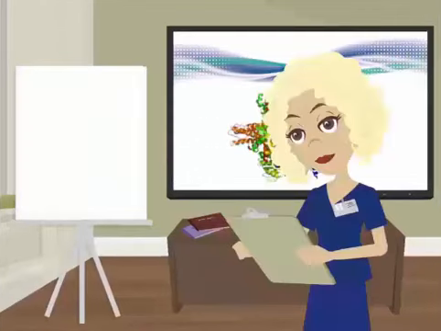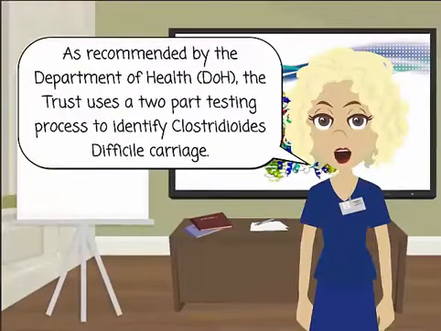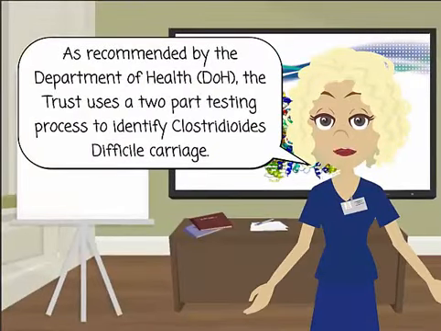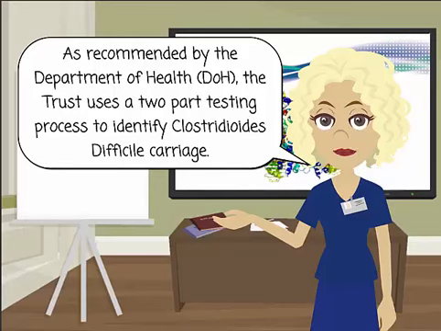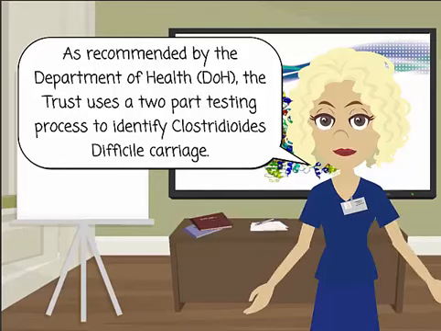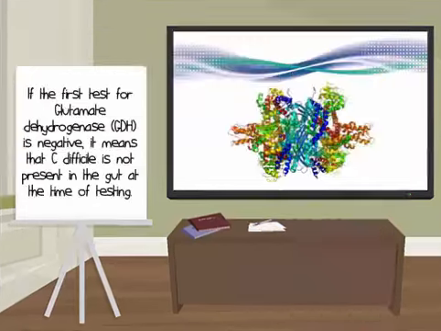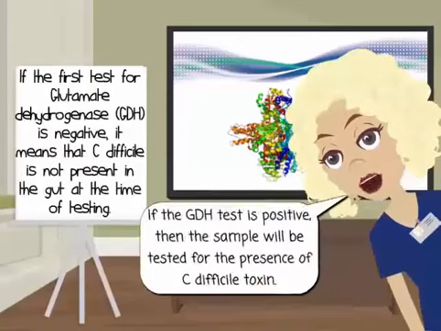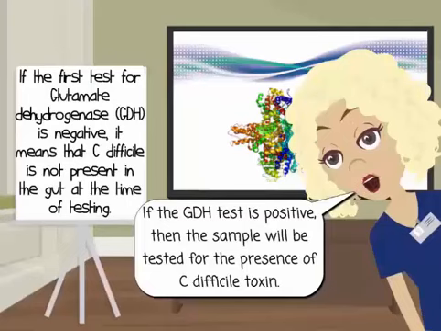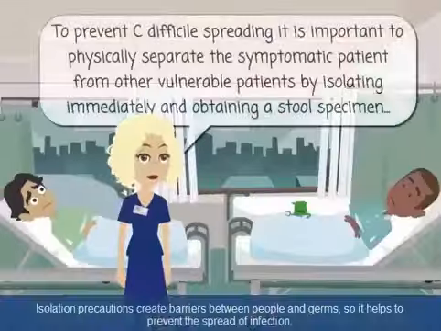So what are we doing here in the Trust to keep on top of C. diff? As recommended by the Department of Health, the Trust uses a two-part testing process to identify Clostridium difficile carriage, and this includes testing for GDH. If the first test is negative, it means that C. difficile is not present in the gut at the time of testing. If the GDH test is positive, then the sample will be tested for the presence of the C. difficile toxin.